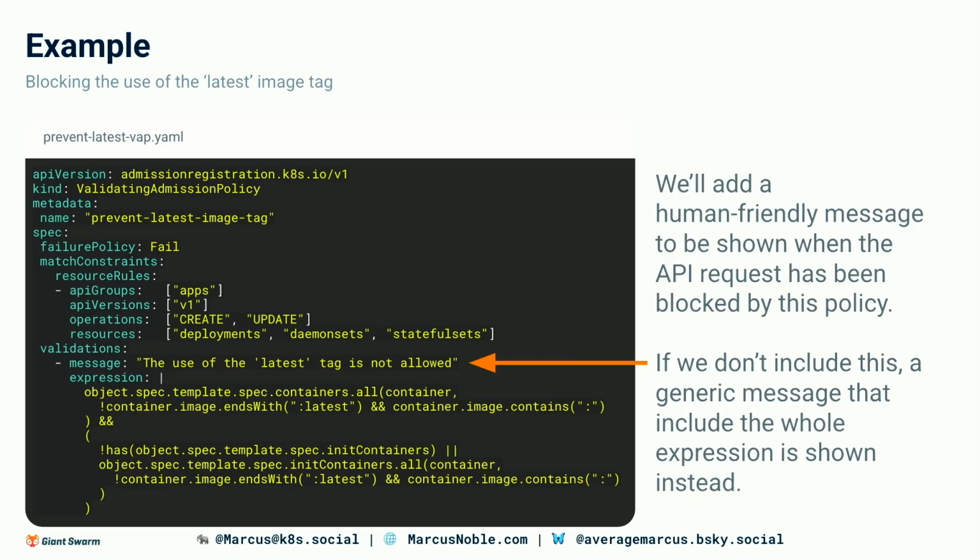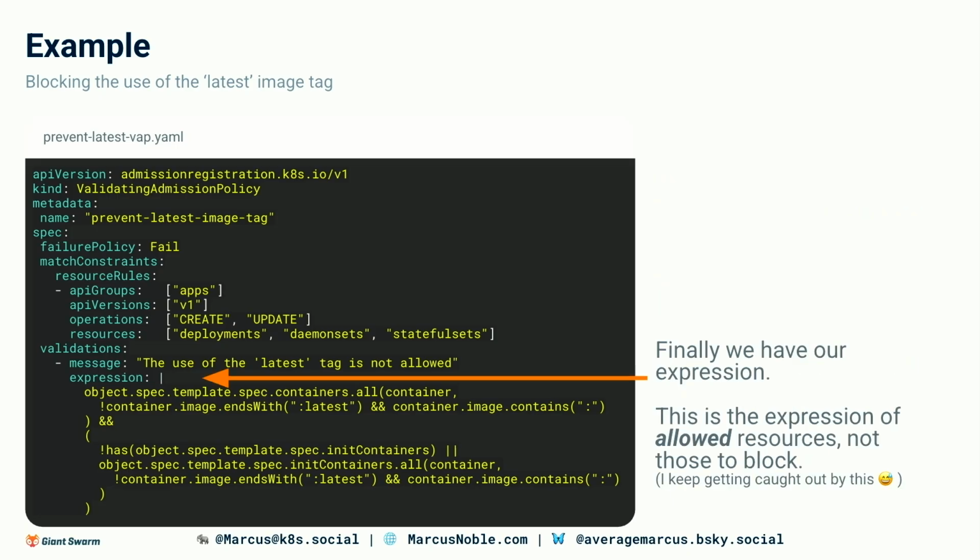So please do write an error message. And then we have our actual expressions. This is where CEL comes into play. Now, one thing that even still catches me out on this is the expression of what is allowed, not what you are blocking, not what you are disallowing. So it has to be something that is not latest, right? We're not blocking latest, we're allowing things that aren't latest.